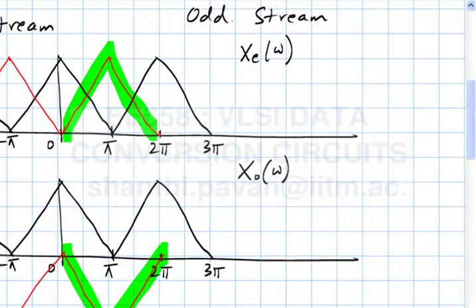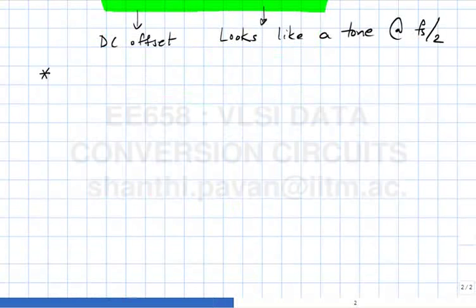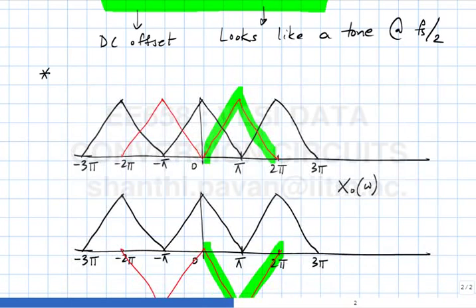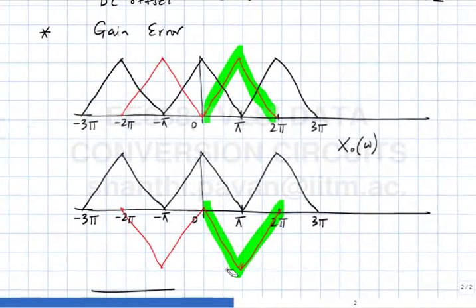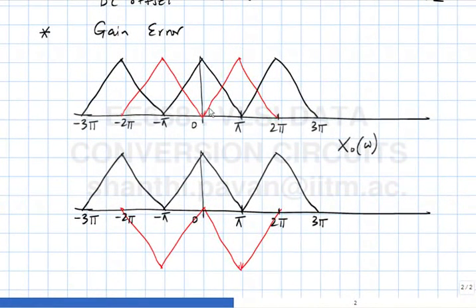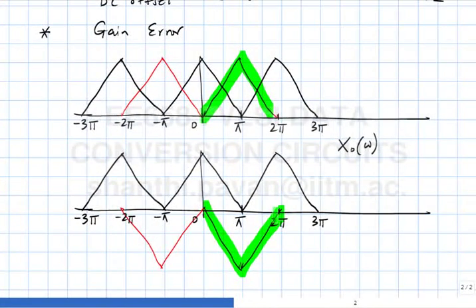So, I will again copy and paste. If the two gains of the odd and even samplers were exactly the same, then this red guy here would perfectly cancel out with this red guy here, and when you add the two, you will get simply the spectrum you were expecting. Now, if there is gain error, the cancellation is no longer perfect. So, you will see this red stuff which has been highlighted in green will be cancelled to a large extent, but will not be perfectly cancelled out.